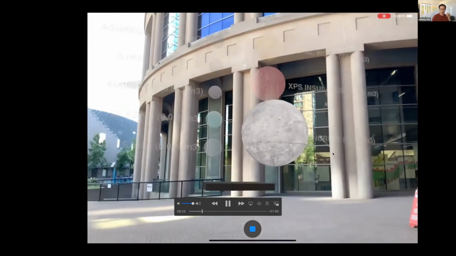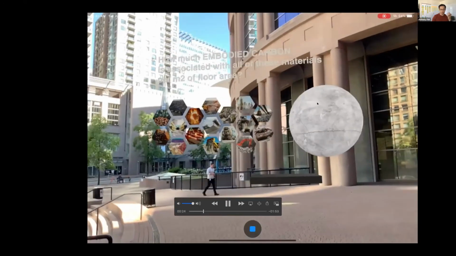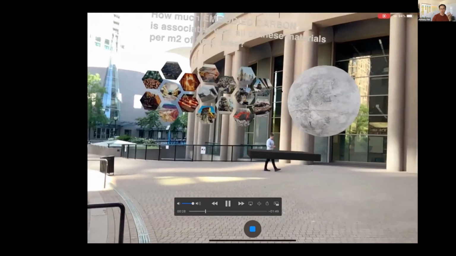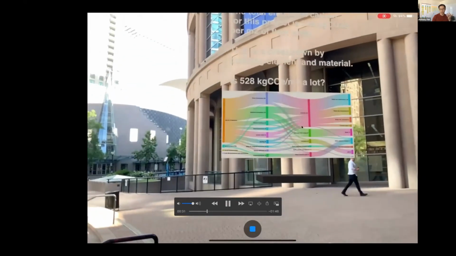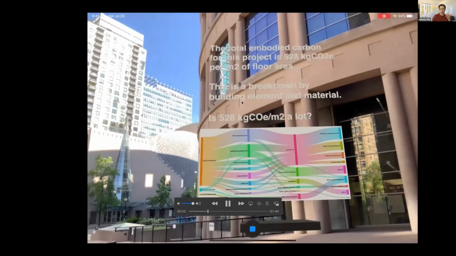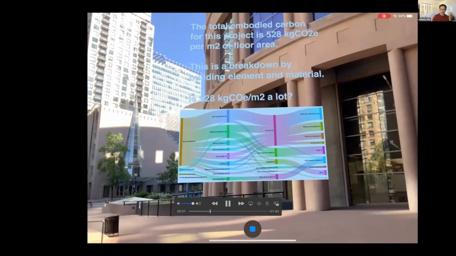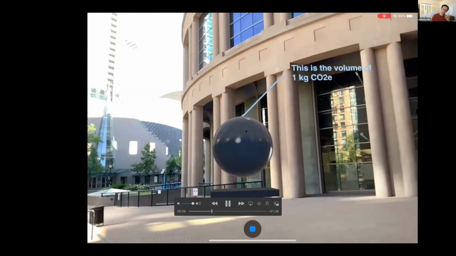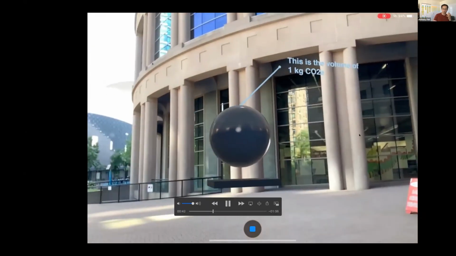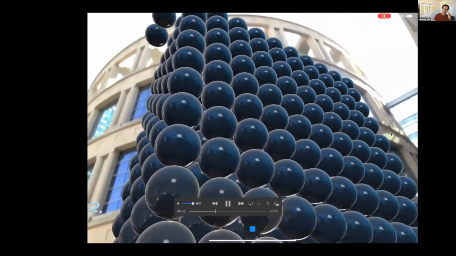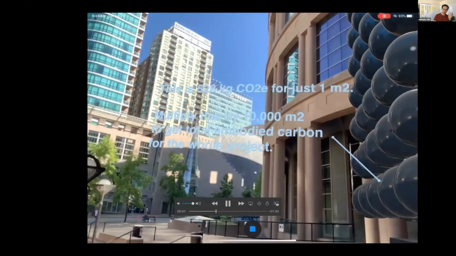So we quantified, in cubic meters, the amount of materials there. It's kind of hard to read here, but it's looking at what's the embodied carbon associated with all these materials. And so this shows you the graph that I showed you earlier, and that it's 528 kilograms of CO2, but what does that actually mean? So this is what 1 kilogram of CO2 looks like at standard pressure. So this is the volume of 1 kilogram of CO2. This is what 528 kilograms of CO2 looks like.